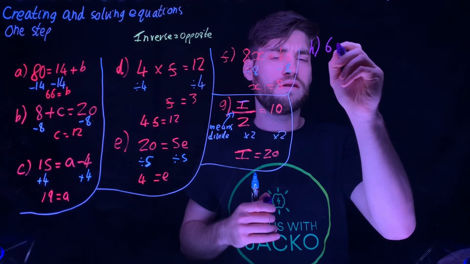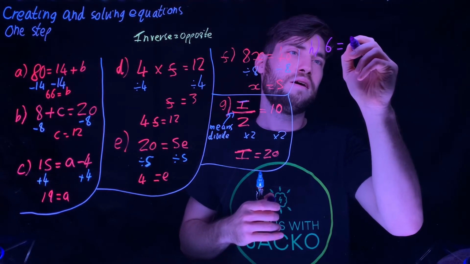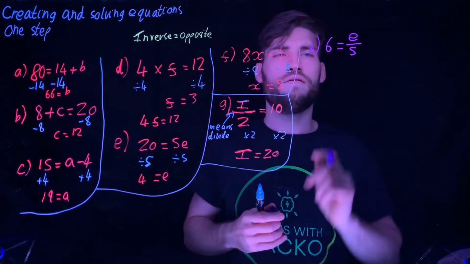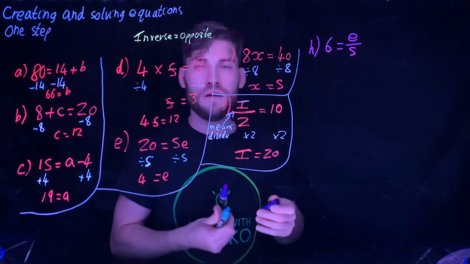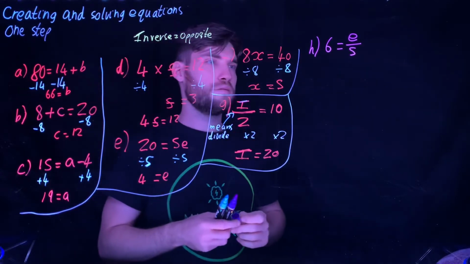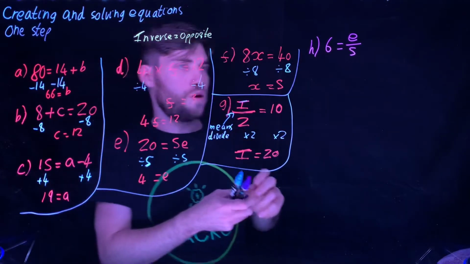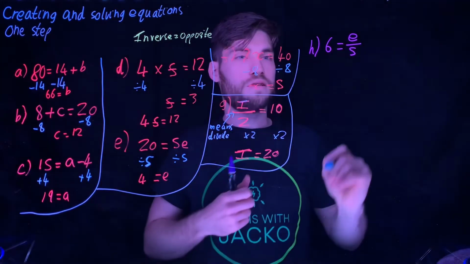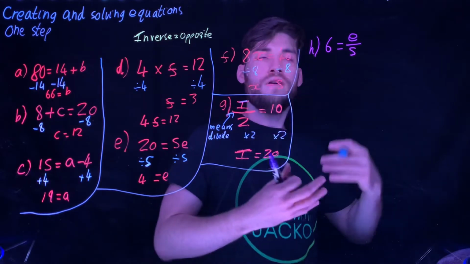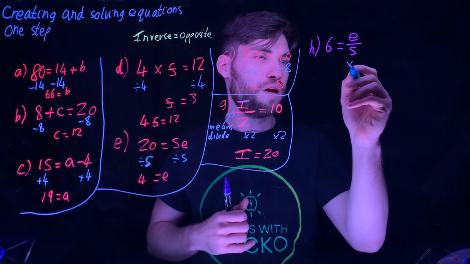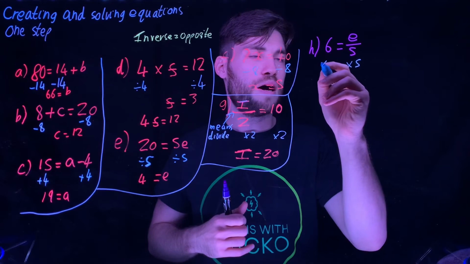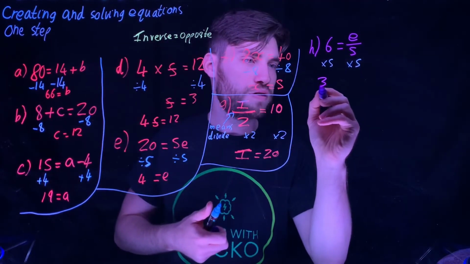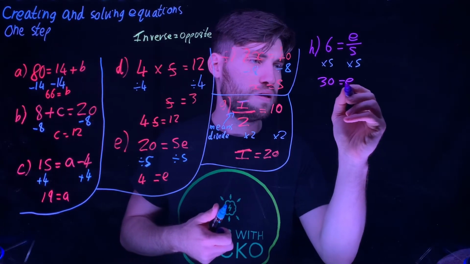6 equals E divided by 5. So pause it, have a go at that one, okay? Right, so something divided by 5 equals 6. So what's the inverse of divided by 5? Multiplying by 5. So multiplying both sides by 5. So then we have 30 equals E.